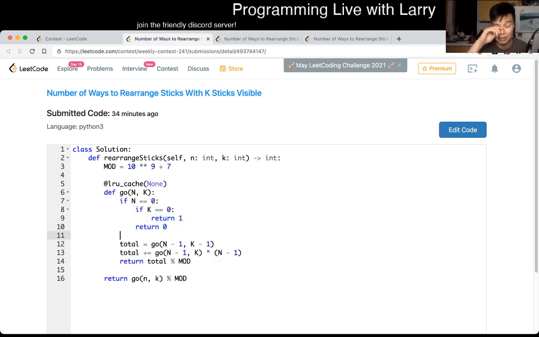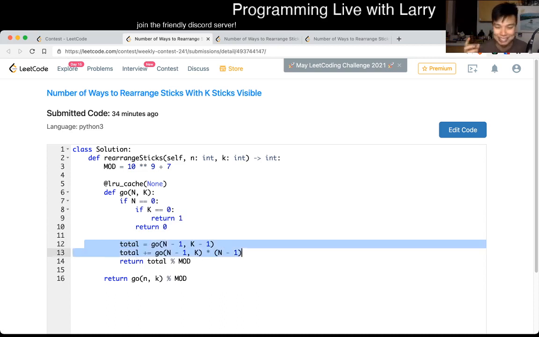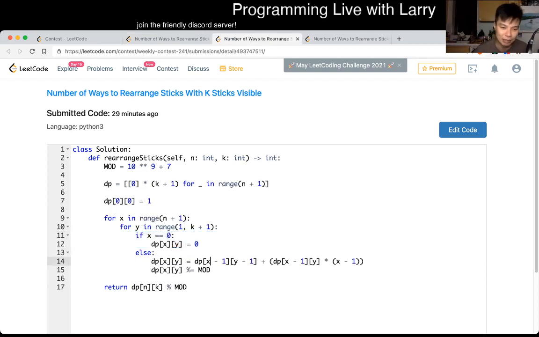I probably could have transcribed the solution quicker, but I was just too busy being annoyed, to be honest. If you watch the video, you'll see me grunt a lot and grumble a lot. But that's basically this formula here. And at the end, of course, we have to remember to mod. And that's basically the idea.